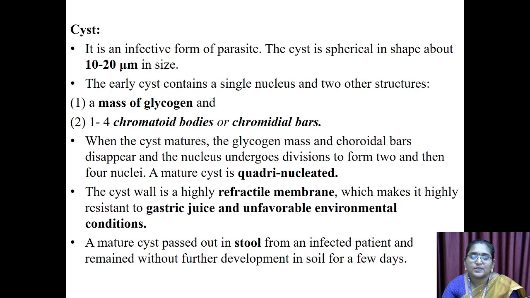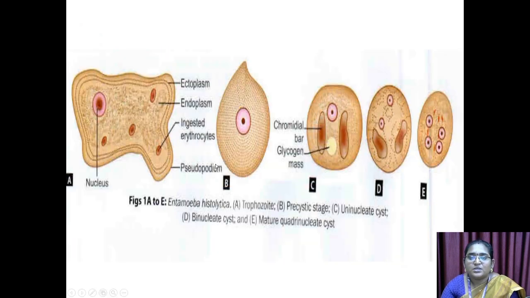A mature cyst passed out in stool from an infected patient remains without further development in soil for a few days. First, A represents a trophozoite, B is a precystic stage, and C is a uninucleate cyst. Then D is a binucleate cyst, and E is a mature quadrinucleate cyst.